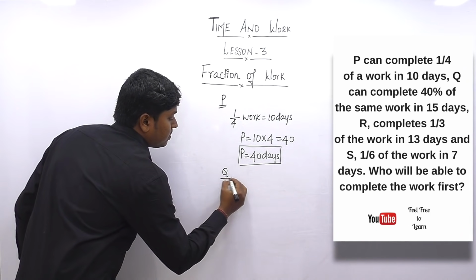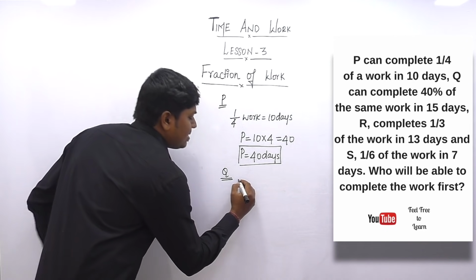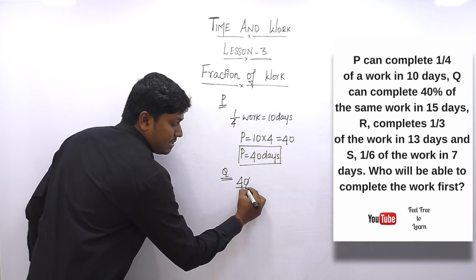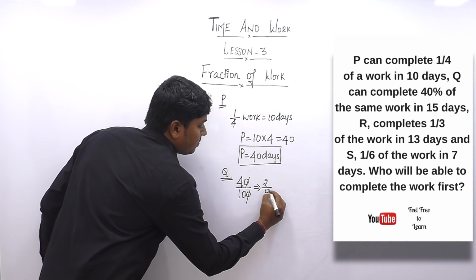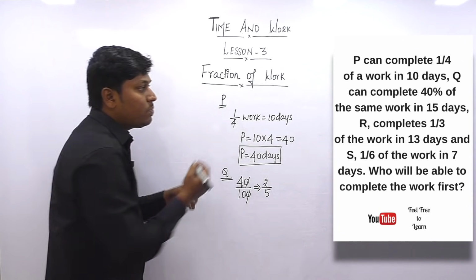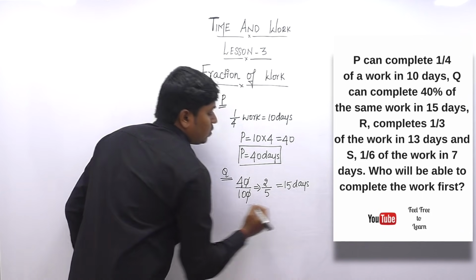Second person is Q, and they are saying that Q completes 40%. So it is easy, right? 40% can be written as 40 by 100. So you can cancel 0 and 0. When you cancel this on 2 table, this becomes 2 by 5. So 40% can be written as 2 by 5 of the work. So he took 2 by 5 of the work in 15 days.